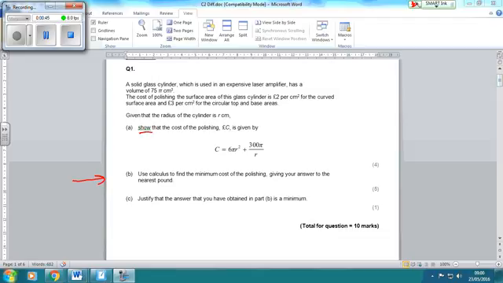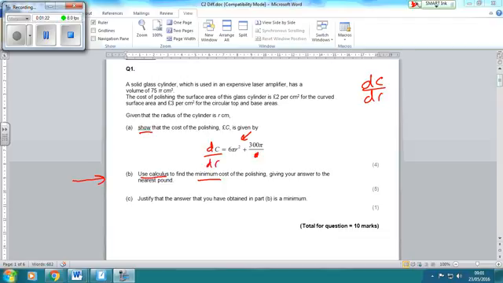So, use calculus to find the minimum cost. Now, whenever it says use calculus to find either the minimum, the maximum, or turning points, stationary points, it means that we differentiate and we set it equal to 0. I'm just going to repeat that because that is the key thing here. If you use calculus to find the minimum or the maximum, we differentiate and then we set it equal to 0. So when we differentiate C, we're going to do dC by dr. We differentiate C with respect to whatever the variable is, and the variable is r. So dC by dr is what we're going to do.